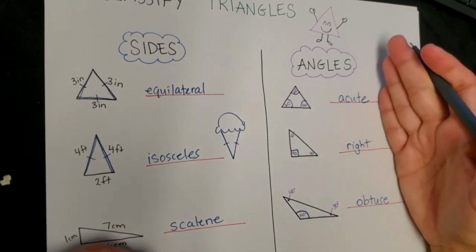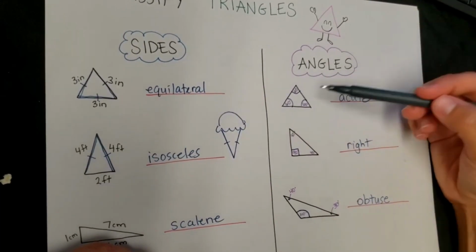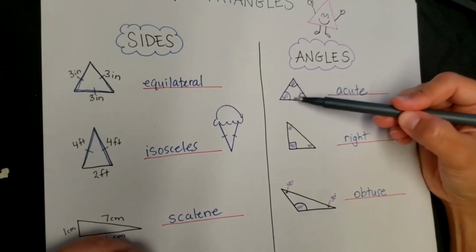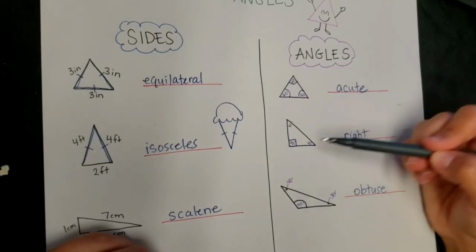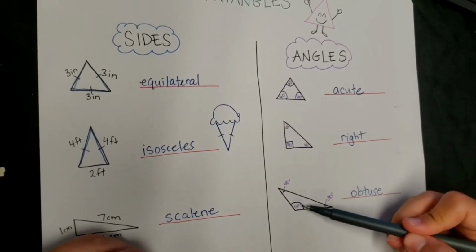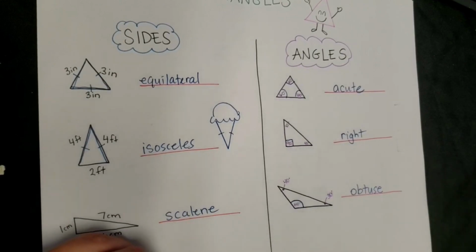When we classify based on angles, you're only looking at the measurement of each angle inside of the triangle. If all angles are acute, it's called an acute triangle. If 1 angle is a right angle, it's called a right triangle. If 1 angle is obtuse, it's called obtuse.